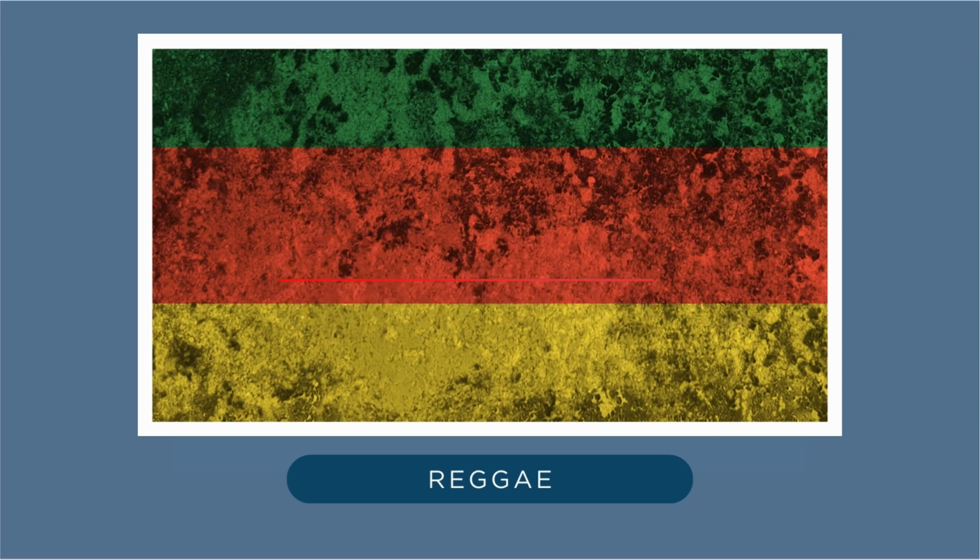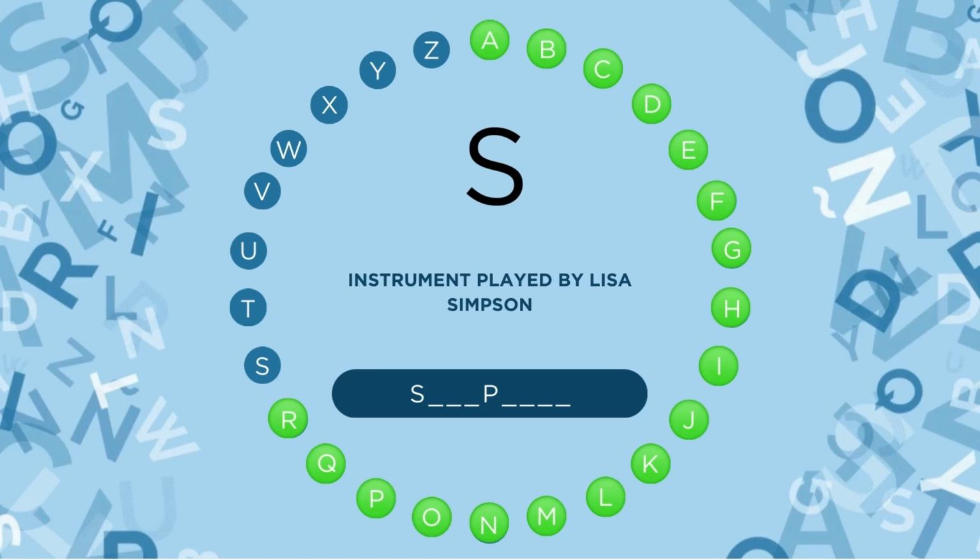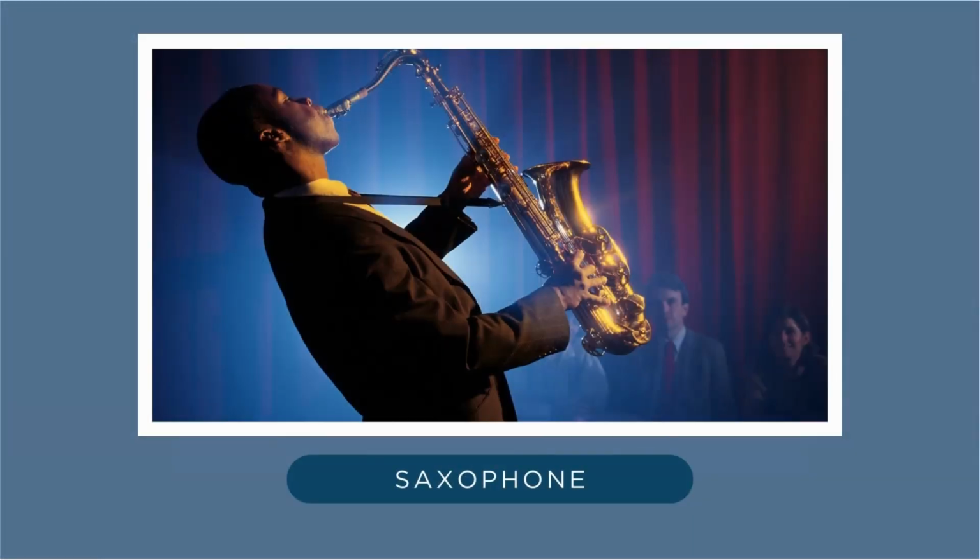It's the letter S. And it's an instrument that's been played by Lisa Simpson, beginning with S. I'm sure many of you do know the answer to this. This one is, of course, saxophone.